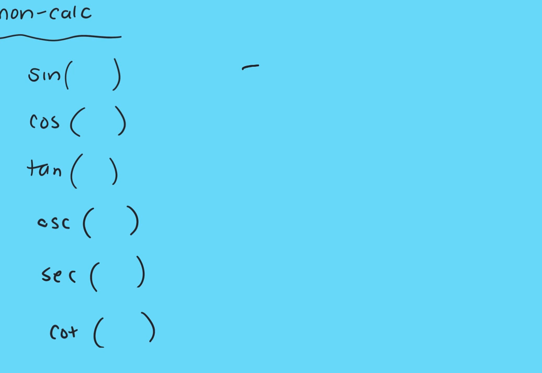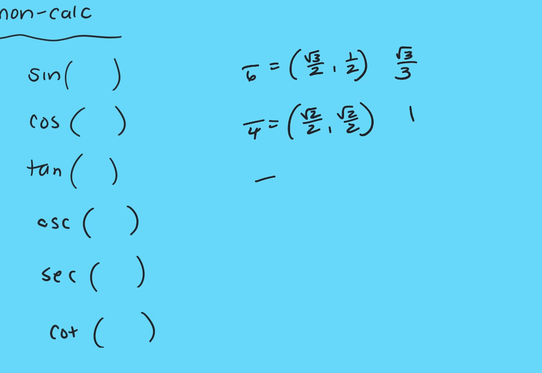So remember, every pi over 6 has the coordinate point root 3 over 2 and 1/2. And the tangent is root 3 over 3. Every pi over 4 is root 2 over 2 and root 2 over 2. And the tangent is 1. Every pi over 3 is 1/2 and root 3 over 2. And the tangent is root 3. If you just know that part, that's literally half the battle.